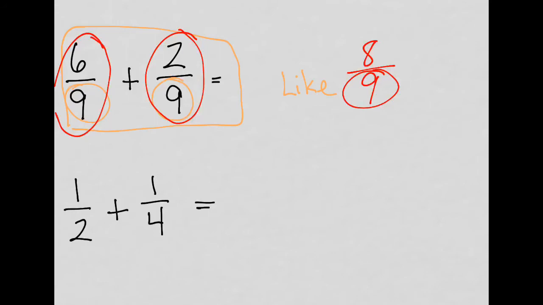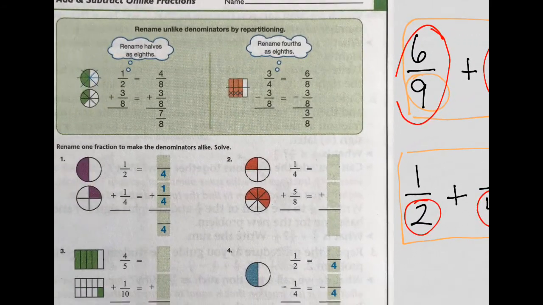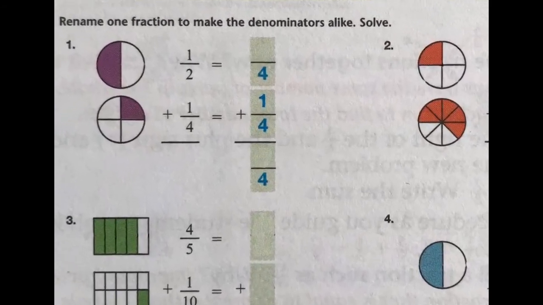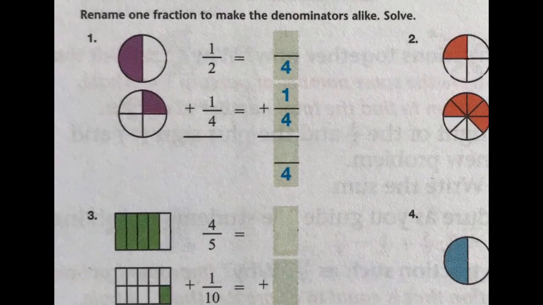Okay? If you look at this second equation, 1/2 plus 1/4, you will notice that the denominators are different. And that's what we're going to work on today, because we need to make them have the same denominators so that we can add or subtract them. But today we're going to do that by repartitioning. We have to make one of them equivalent to the other by repartitioning shapes, and then we can add and subtract those fractions. I know that sounds like a lot, but it's really not. Let's take a look at number 1. It will make a lot more sense when we do it.